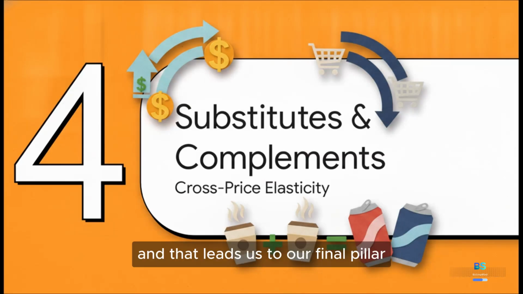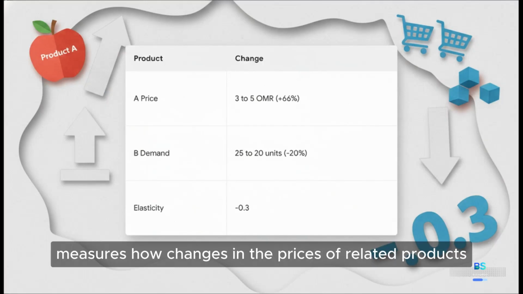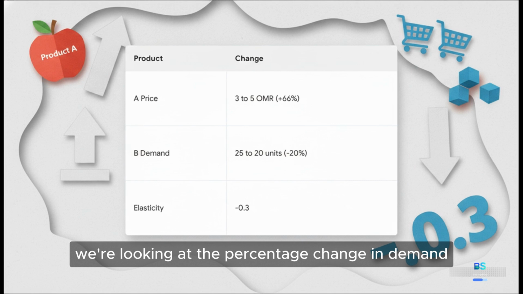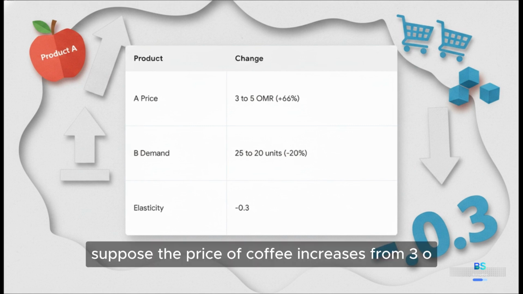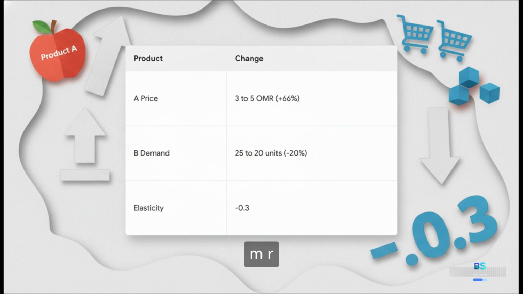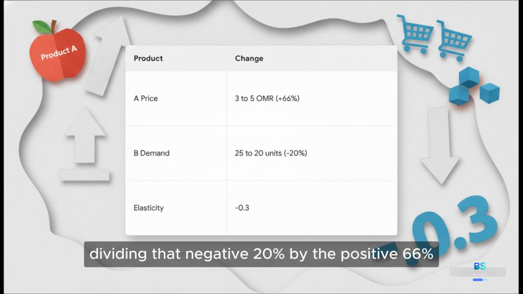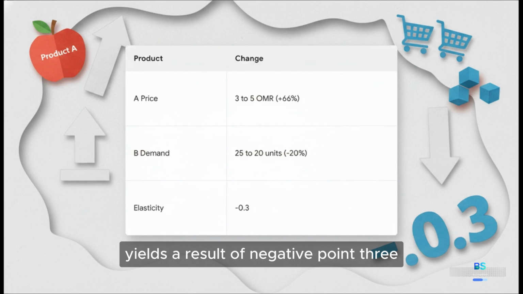And that leads us to our final pillar, part four, substitutes and complements. Cross-price elasticity measures how changes in the prices of related products actively manipulate your demand. Let's detail the cross-price math at our cafe. We're looking at the percentage change in demand for pastries divided by a price change in coffee. Suppose the price of coffee increases from 3 OMR up to 5 OMR, a massive 66% price hike. Directly reacting to this, the quantity demanded for pastries falls from 25 units down to 20 units, a negative 20% change. Dividing that negative 20% by the positive 66% yields a result of negative 0.3.